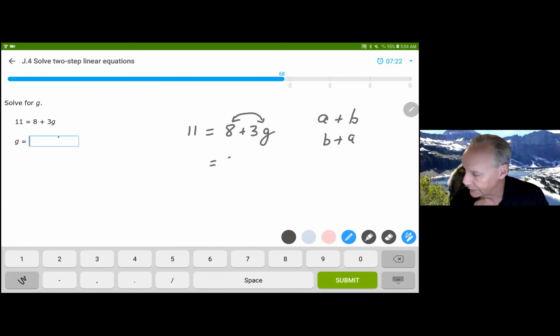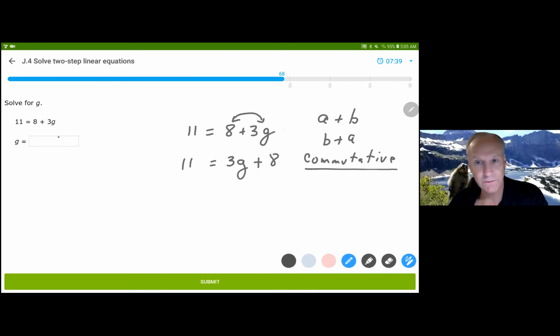So 3G plus 8 is equal to 11. And what I did from the first step to the second step is I used what's called the commutative property. Notice that there's no N in the word commutative. It's like the word commute, where you're going from point A to point B. That's how you can remember it. The commutative property of addition. And that's what I used to switch those two.